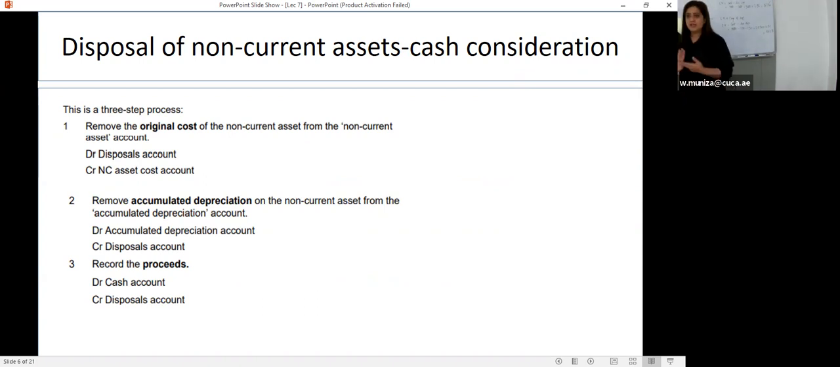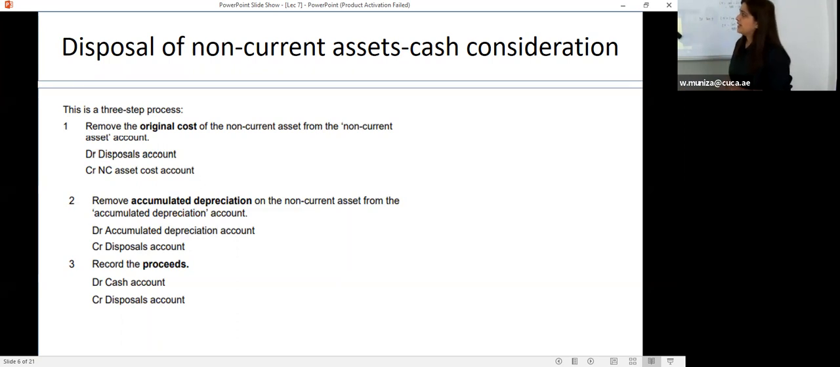Now, you are going to adopt a three-step process whenever you are disposing of an asset for cash proceeds. जब हम लोग cash proceeds ले रहे हैं, asset को sale करने के लिए cash ले रहे हैं, हम लोगों को 3 steps follow करने हैं, 3 accounting entries pass करनी हैं. Follow it in your exams as well. And the 3 accounting entries are for which things? For de-recognizing the cost of a non-current asset, for de-recognizing the accumulated depreciation, and the third one is when we are actually taking the cash proceeds for that sale of a non-current asset. So let's see what they say. Non-current asset cash consideration. This is a 3-step process.